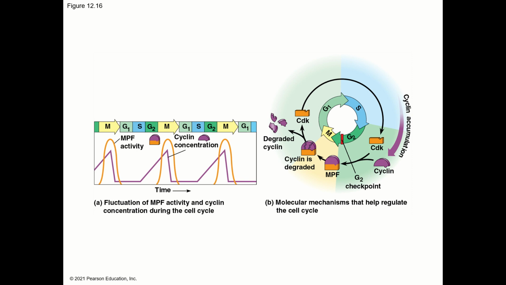As cyclin builds up during interphase, it binds to CDK, forming MPF during the mitotic phase, and eventually cyclin breaks down, and we're just left with CDK by itself, no longer bound to cyclin, no longer forming that MPF complex during interphase.